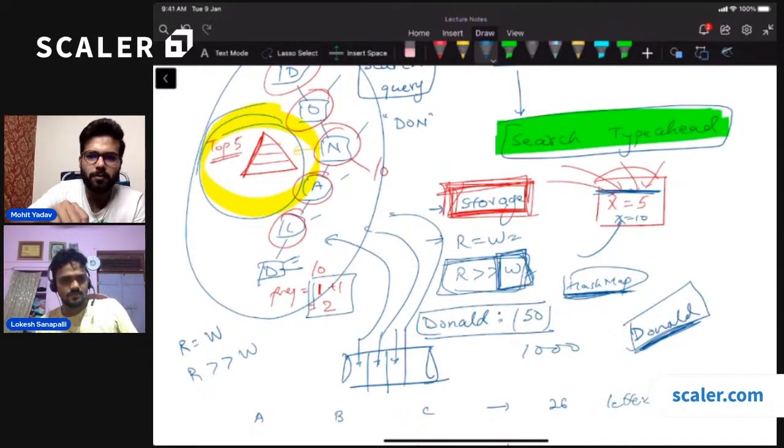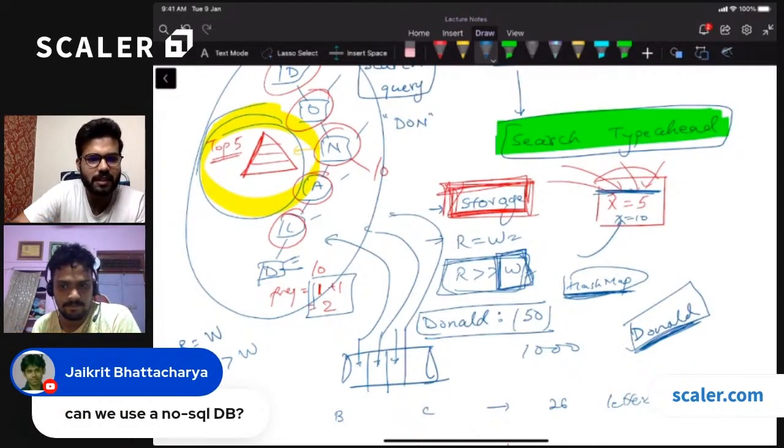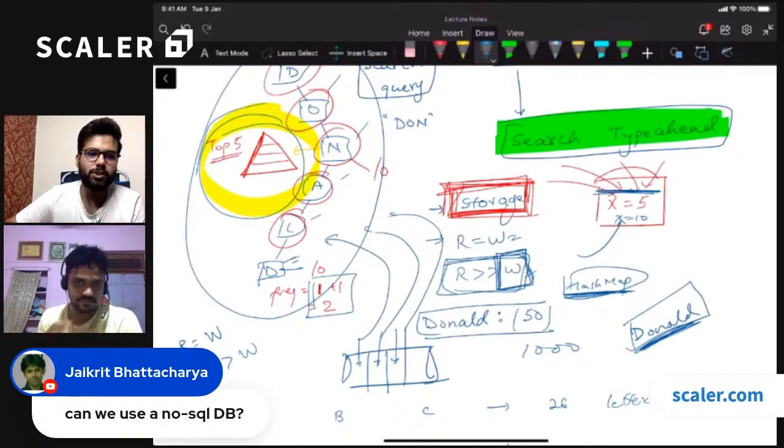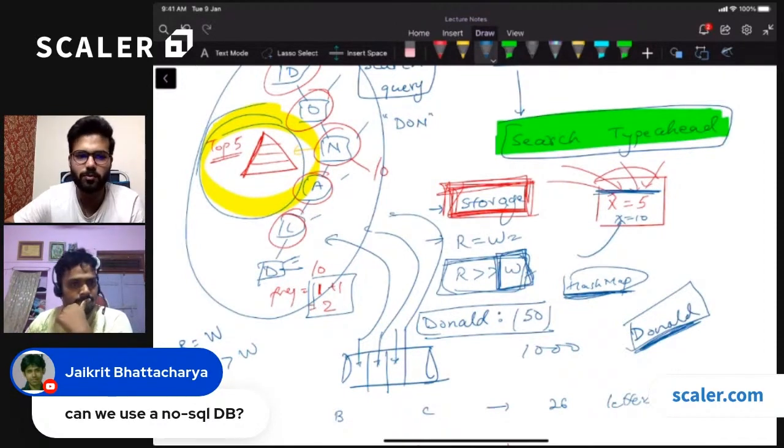I'll take options that people are typing in the comments as well. Jackrit is saying that we can use a NoSQL DB as well. So any time you appear for a system design interview, you should refrain from saying terms like NoSQL. I'll use a NoSQL DB, and that will solve the problem for you. Why? See, a Google search type problem can be solved using Elasticsearch, right? It gives everything that I want out of the box.